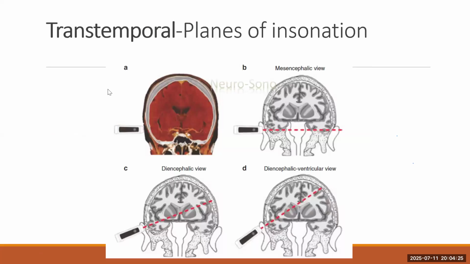Amongst the transtemporal views, the most commonly utilized view for the vasculature is the mesencephalic view, where we identify the midbrain, or the butterfly, as it's commonly called. As we tilt the probe upwards, we get the diencephalic view, where we visualize the deep nuclei along with some parts of the ventricles. On further angulation, we get the ventricular view, where we see the deep nuclei along with the lateral ventricles.